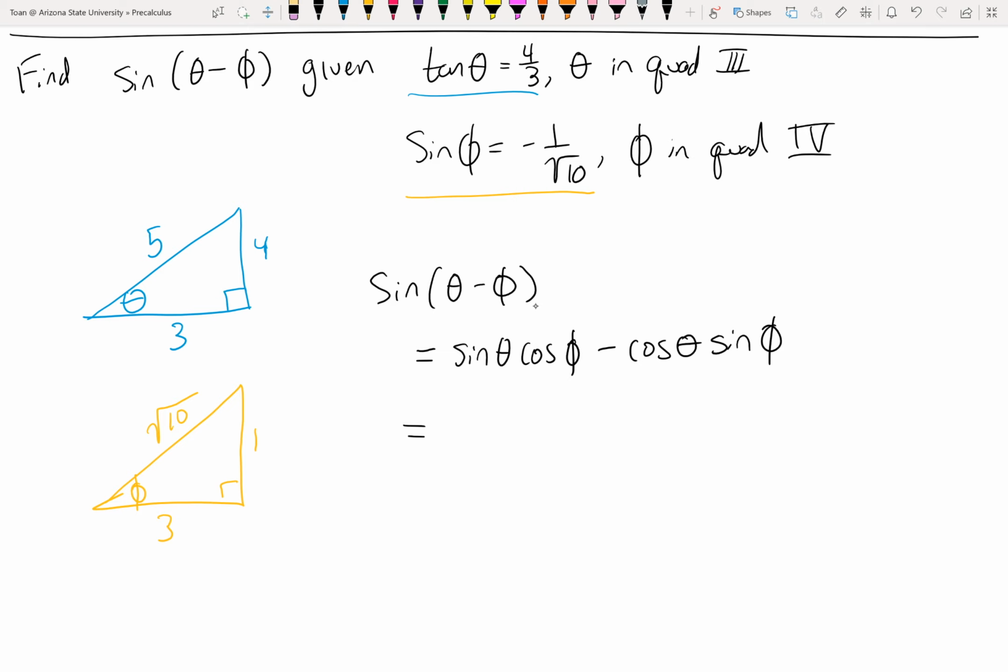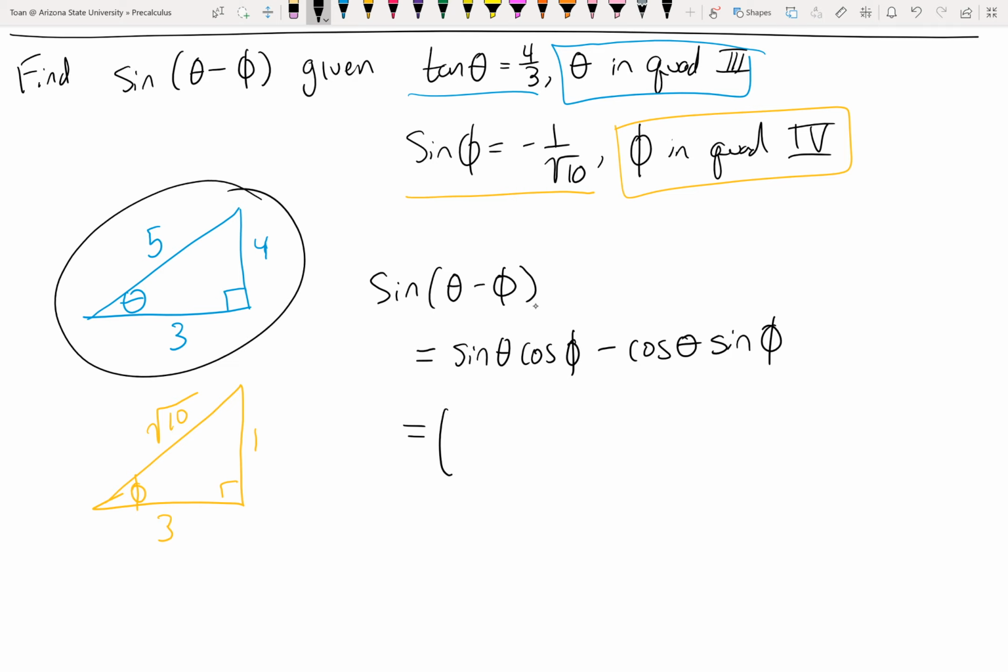But you've got to be mindful. Please be mindful of what quadrant we're in. That is super duper important. That'll tell you about positives and negatives. So the first thing I need to fill in is sine of theta. Looking at this triangle, sine of theta is 4/5.